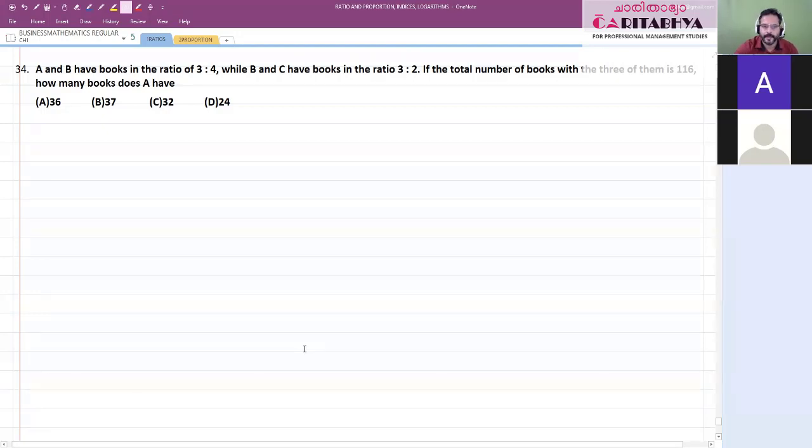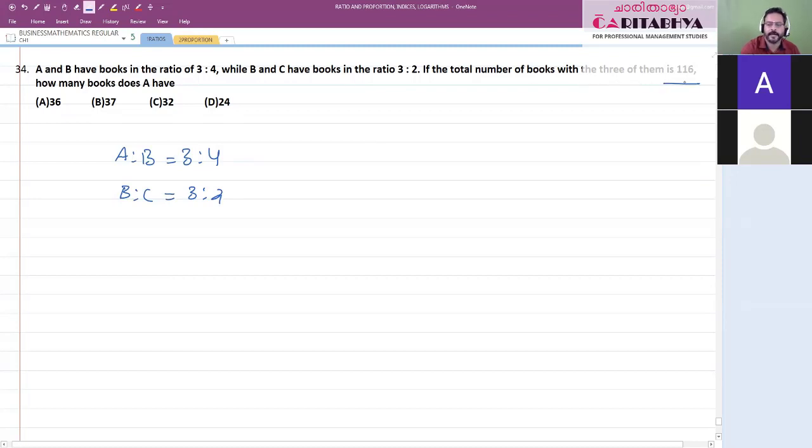Let's solve this one and say. A and B have books in the ratio 3:4, and B and C have books in the ratio, that means B is to C equal to 3:2. Total number of books with the three of them is 116. Then how many books does A have? So A is to B is 3:4, B is to C is 3:2. So therefore, multiply and find the continuous ratio.